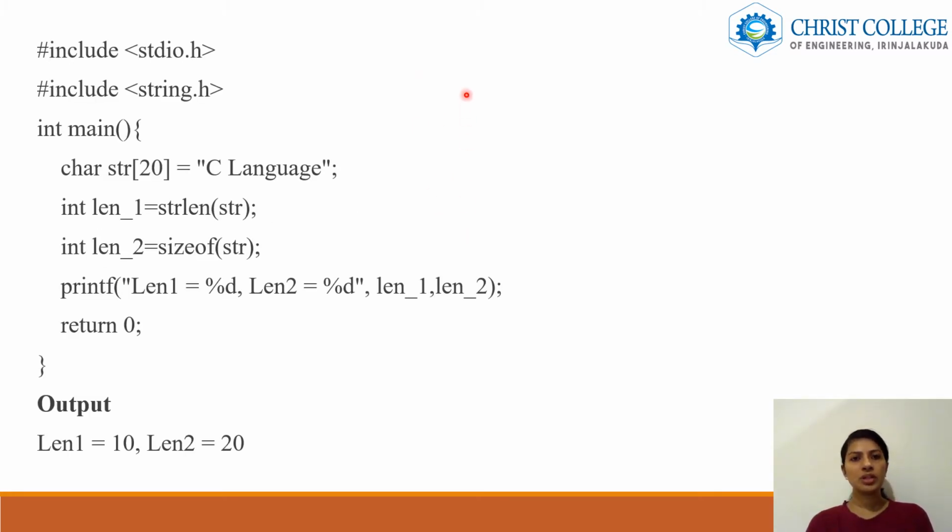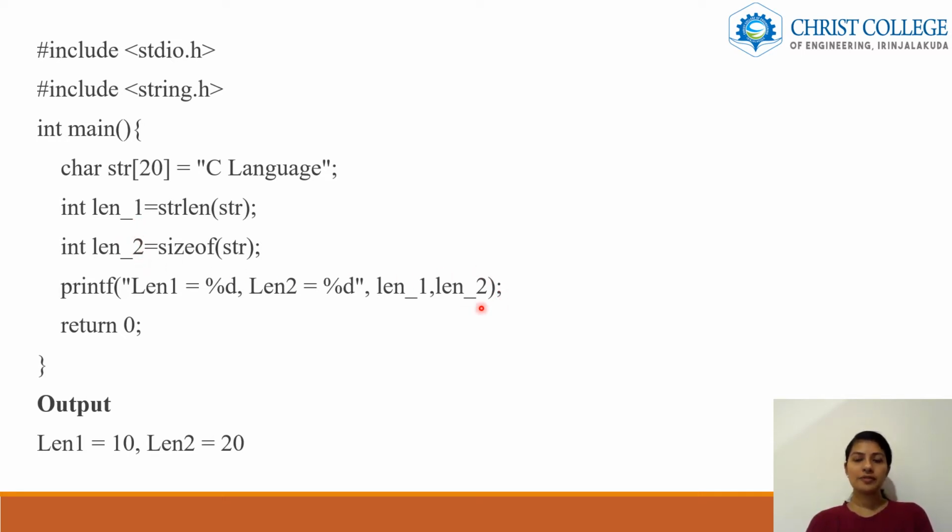This is a sample program to illustrate the difference between strlen and the sizeof operator. Here we have included the string.h header file. A string has been declared, its name is str, its size is 20. It is initialized with the value C language. Now we have the len1 variable, that is an integer variable, and it is assigned with the function strlen of str. And we have another variable len2, it is assigned with the value sizeof of str. So these are the two variables len1 and len2.